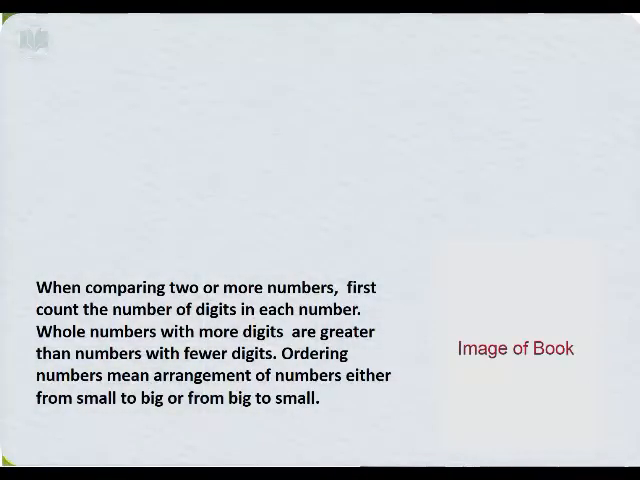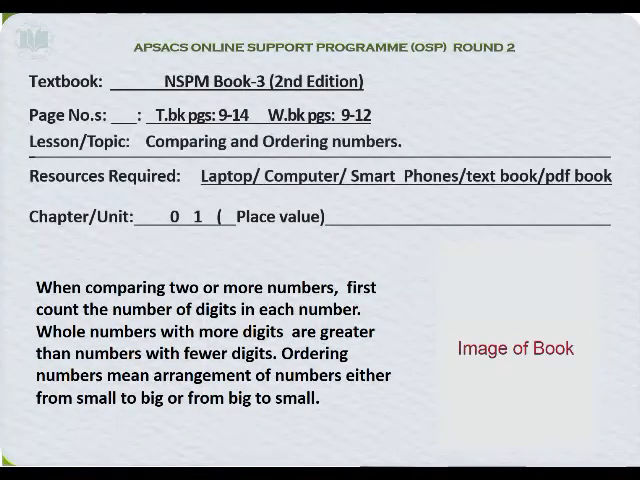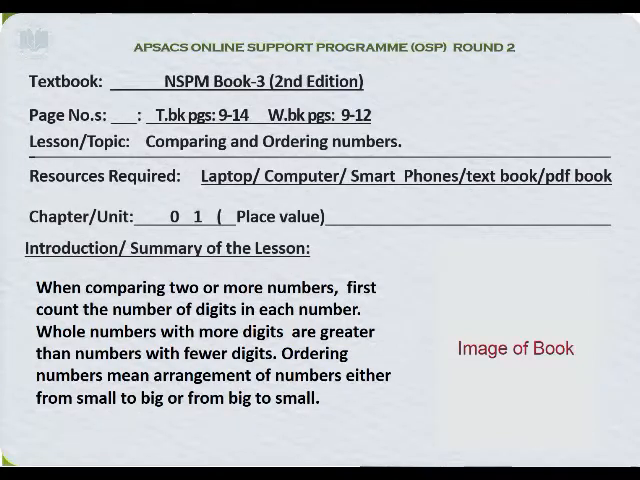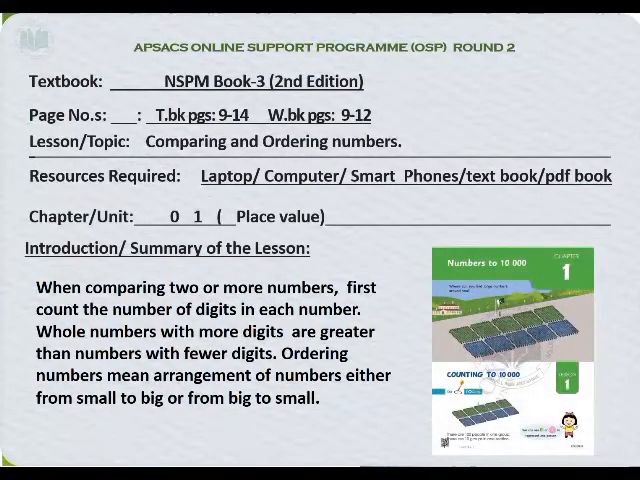The topic which we are going to discuss today is comparing and ordering numbers. Introduction of the lesson. When comparing two or more numbers, first count the number of digits in each number. Whole numbers with more digits are greater than the numbers with fewer digits. Ordering numbers means arrangement of numbers either from small to big or from big to small.